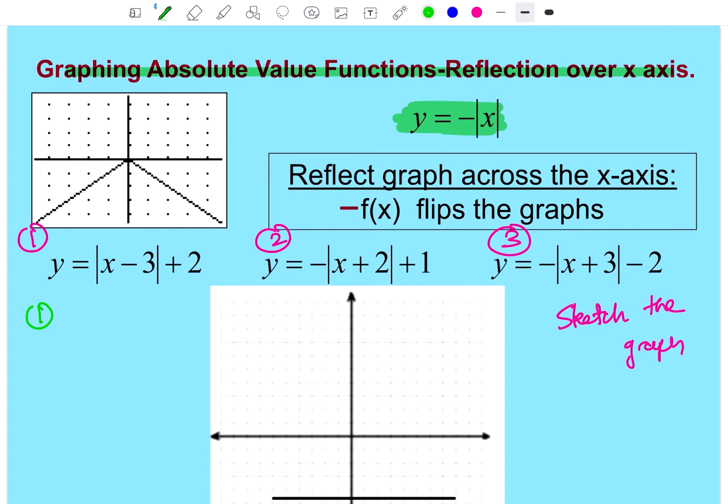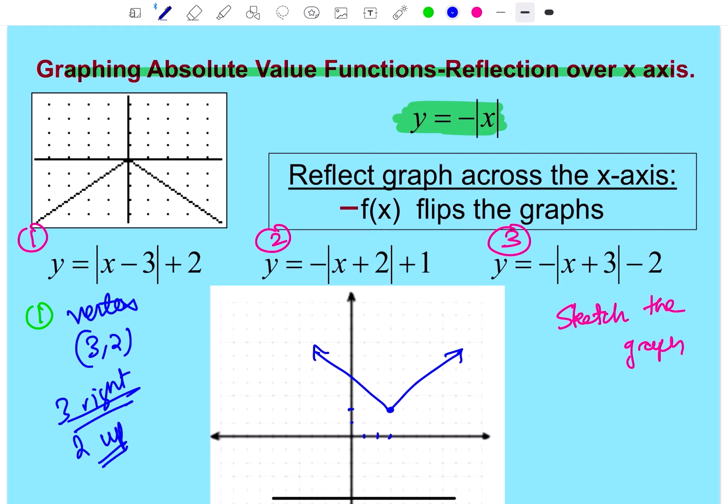So for the first one, my vertex for this new graph is 3, 2. X is 3, y is 2. So 1, 2, 3, 1, 2. This is my new vertex, and every single point on the basic absolute value function will be moved 3 units to the right and 2 units up, because h is 3, k is 2.